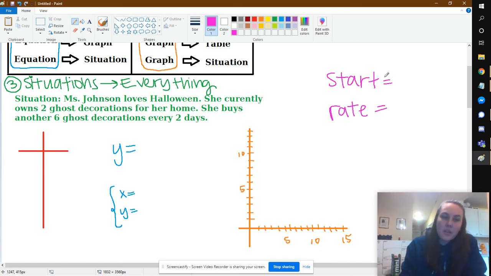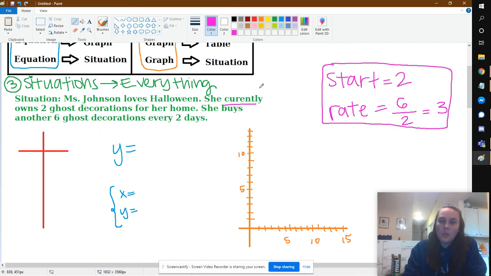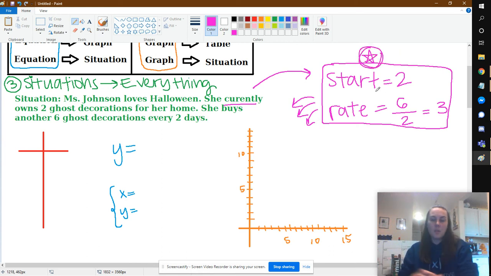Okay, my start point is currently, that's my start. I own 2 ghost decorations, and I buy 6 ghosts every 2 days, which means I buy 3 ghosts every day. I've got to have it. So again, just like we did for the graphs and the table, we're really going to go from situations to this knowledge and then from this knowledge to the other 3 things. This is the key for all of these: finding the start and finding the rate.